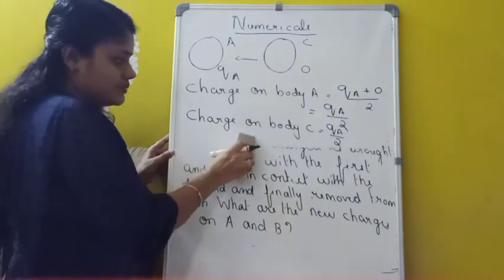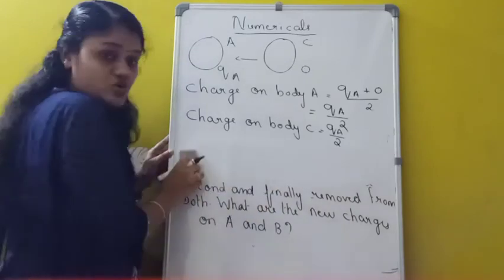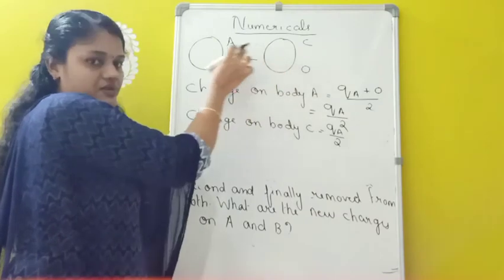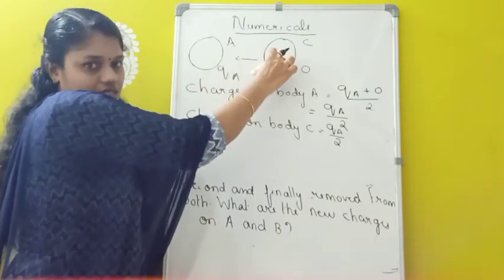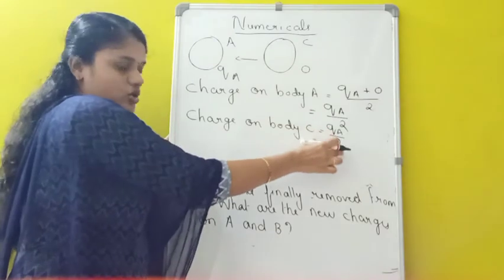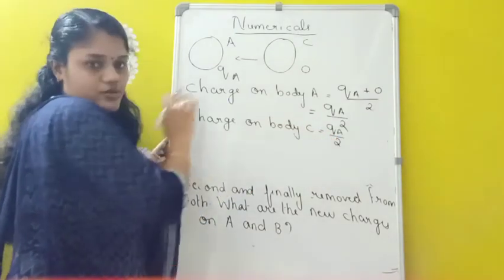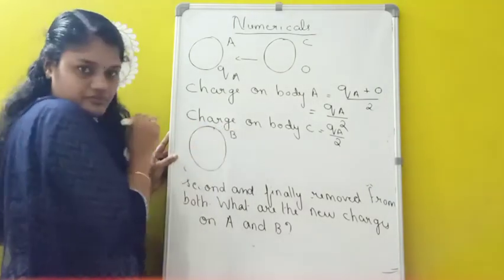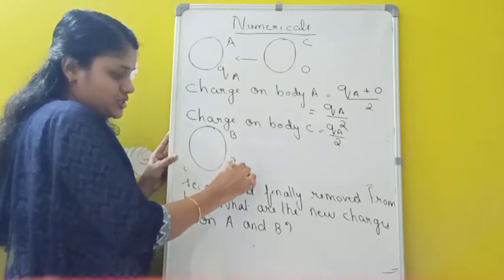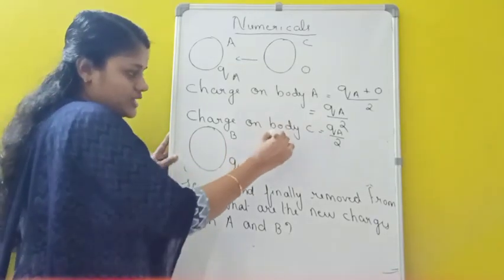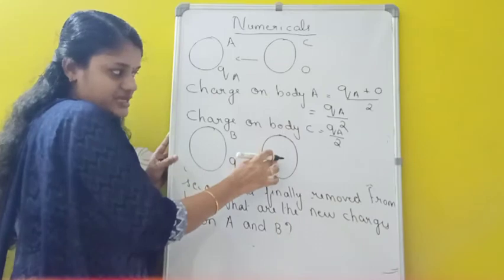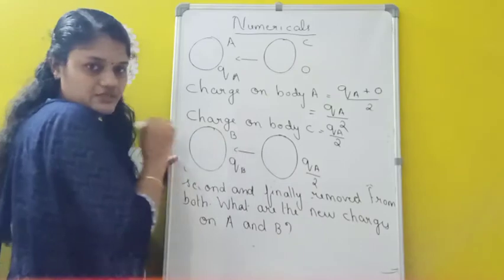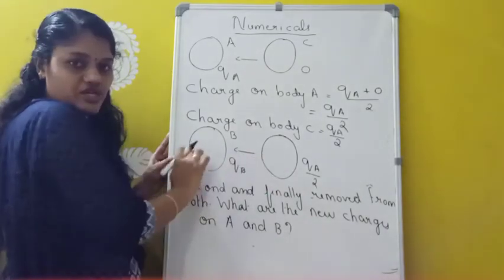Now we are bringing this charged body C. Initially it was uncharged, but after bringing C in contact with A, now body C is charged. So now this charged body C is brought in contact with the body B. Suppose this is the body B, and the charge of body B is QB. Now C is having a charge QA by 2. It is brought in contact with B. So what will happen now? Both the bodies will be sharing the charges.